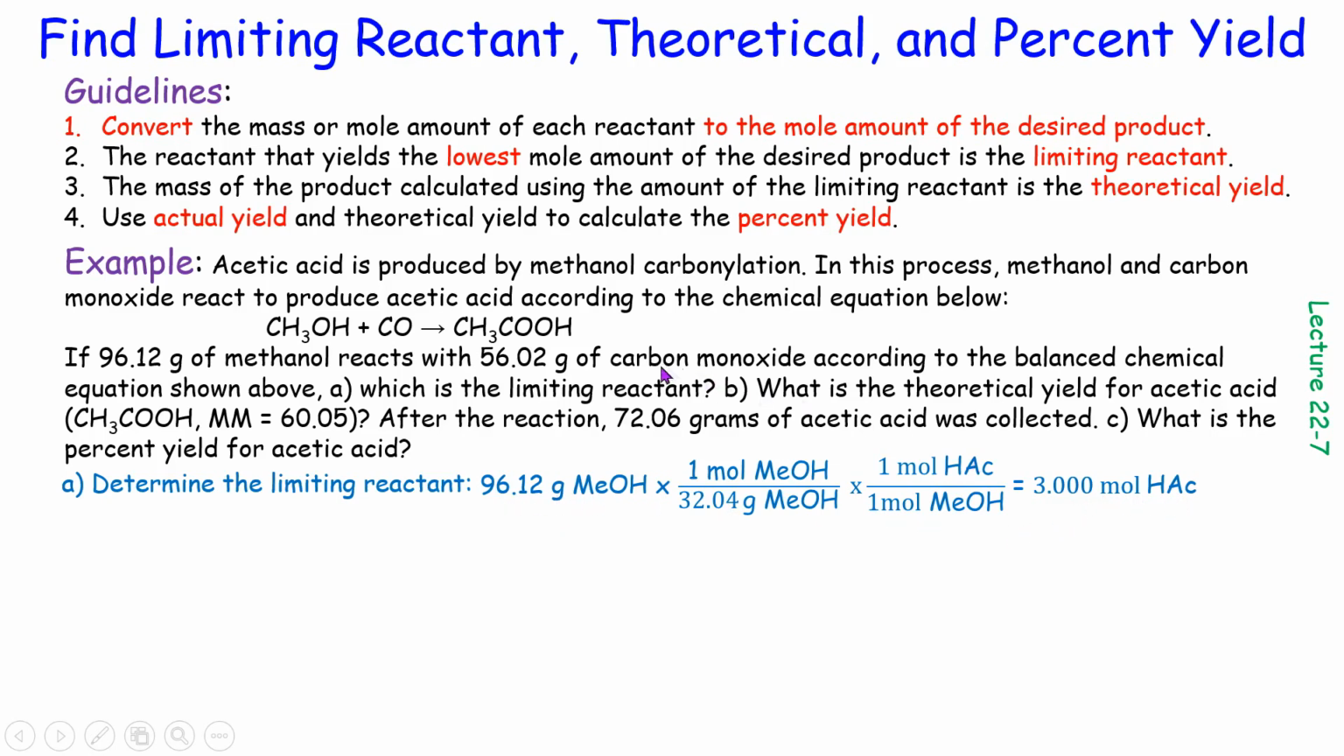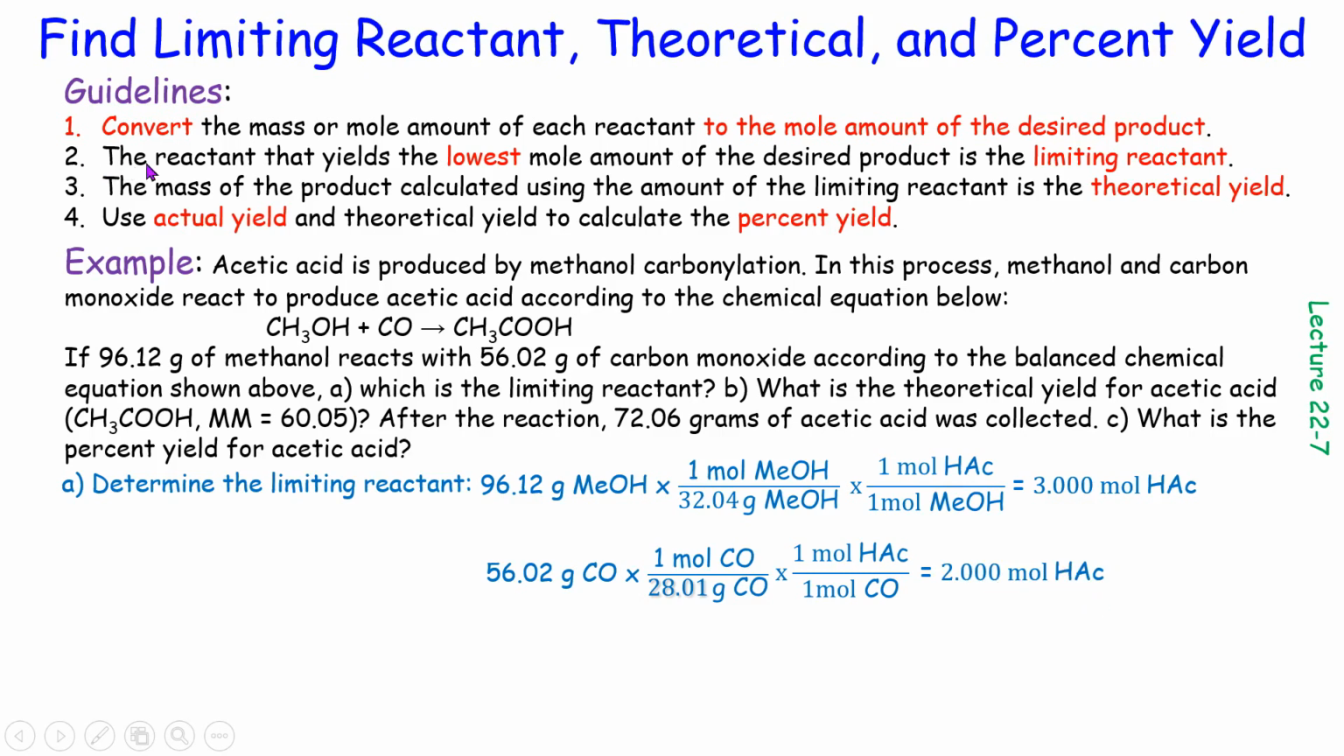We need to do the same for carbon monoxide. 56 grams of carbon monoxide, converting from grams to moles of carbon monoxide using the molar mass. And now the second one, converting from moles of carbon monoxide to the moles of the desired product. The same product has to be acetic acid, just like here. Okay, now it's 2 moles of acetic acid.